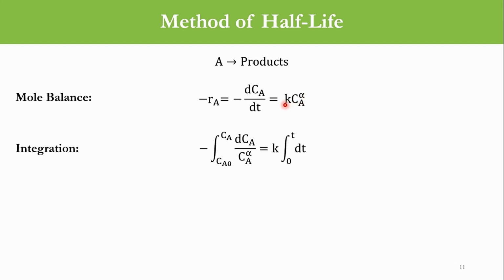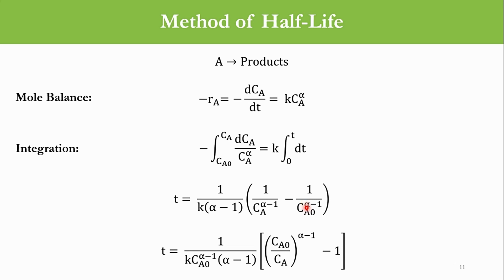Then we integrate it after rearranging, taking CA^alpha here and dt here, and applying the integration limits: at time t = 0, the concentration is CA0, and at time t = t, the concentration is CA. Accordingly, we come up with the solution t = 1/(k(alpha-1)) [1/CA^(alpha-1) - 1/CA0^(alpha-1)]. Or, if we take out CA0^(alpha-1), we get t = 1/(k CA0^(alpha-1) (alpha-1)) [(CA0/CA)^(alpha-1) - 1]. So this is the equation for time.